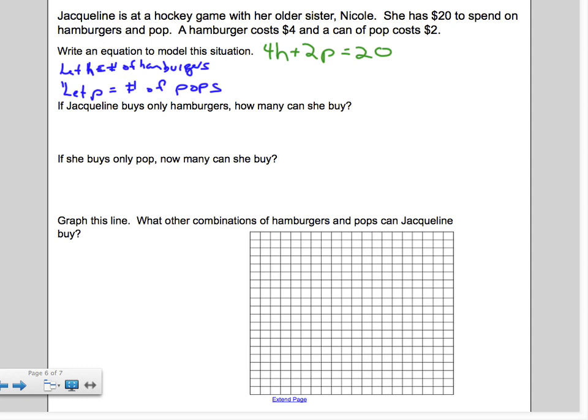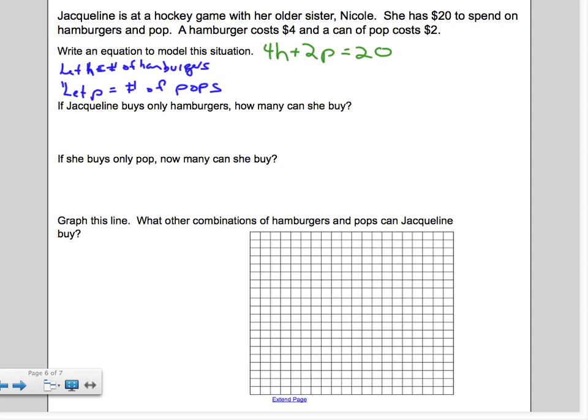So now how can we answer the next question? Jacqueline buys only hamburgers, how many can she buy? I know you probably do it in your head, but how can we solve that algebraically? Matt? 20 divided by 4. Okay, how do you get in there though? It's $20, each hamburger costs $4. But what are you assuming though?